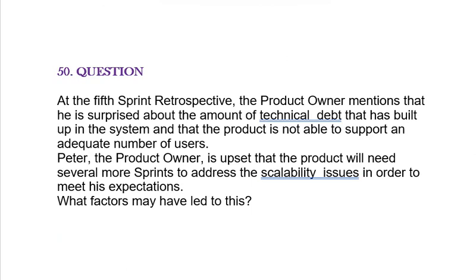Question is, at the fifth sprint retrospective, the product owner mentions that he is surprised about the amount of technical debt that has built up in the system and that the product is not able to support an adequate number of users. Peter, the product owner, is upset that the product will need several more sprints to address the scalability issues in order to meet his expectations. What factors may have led to this?